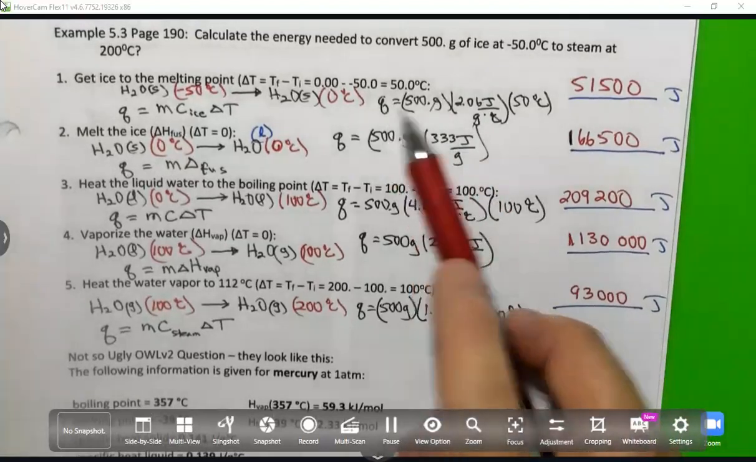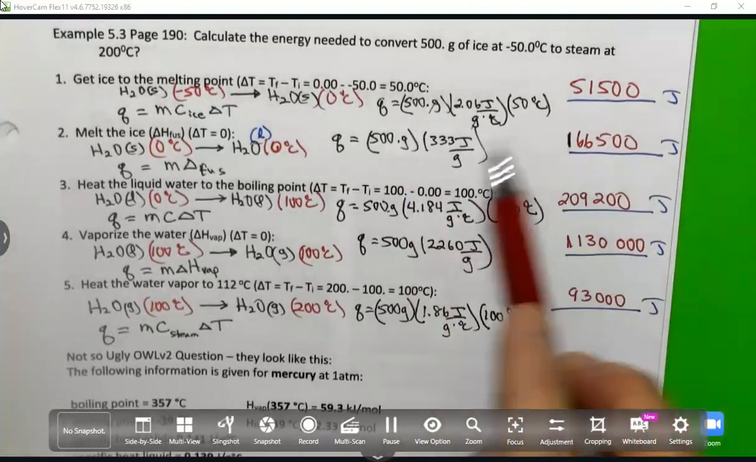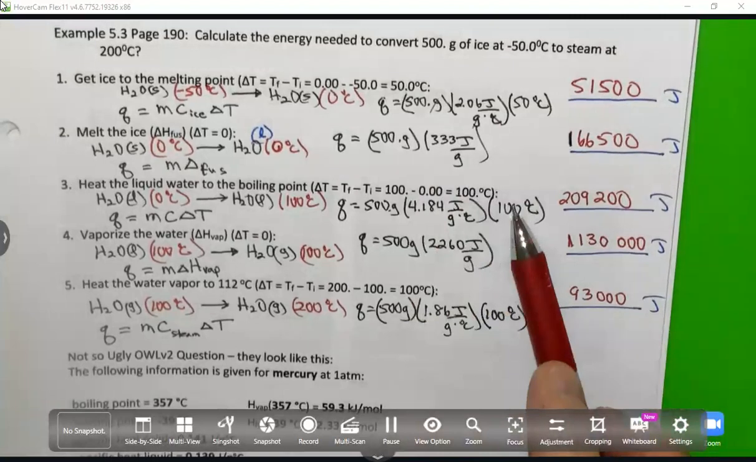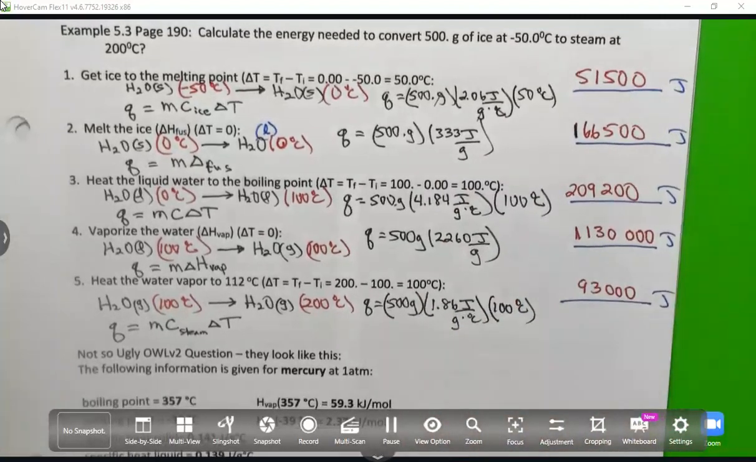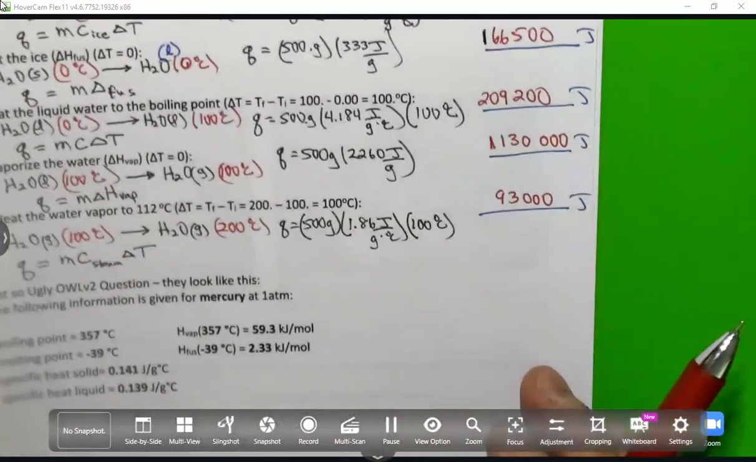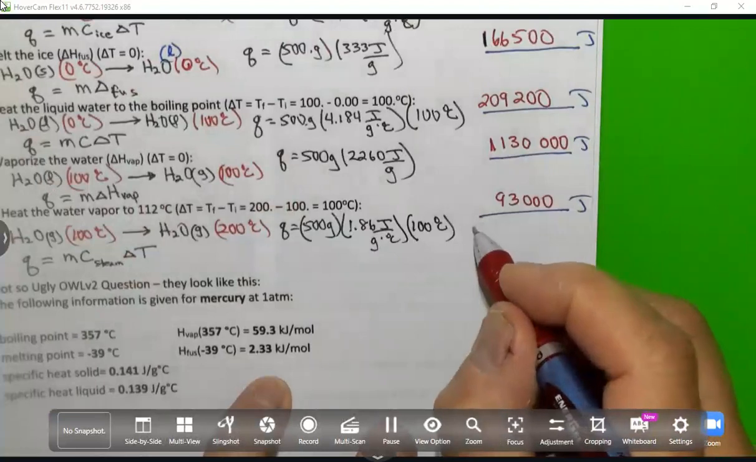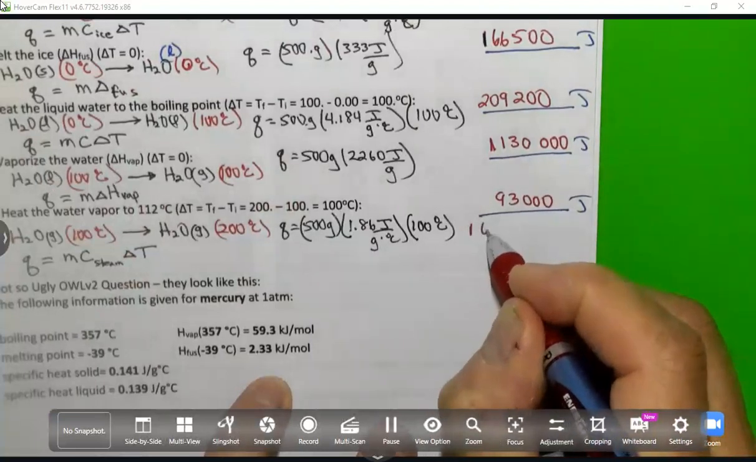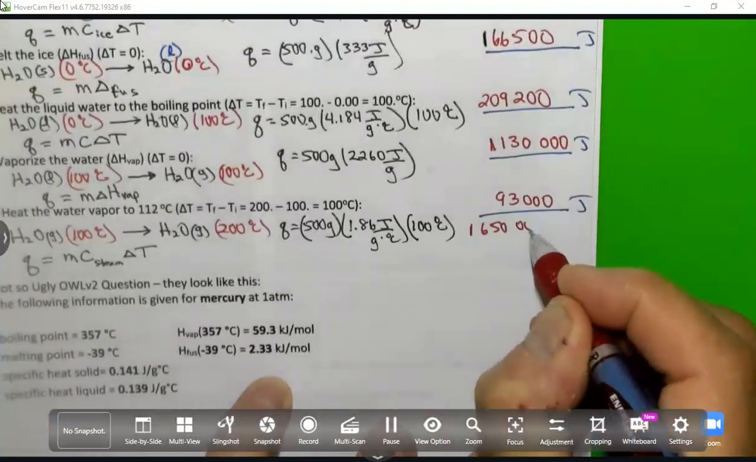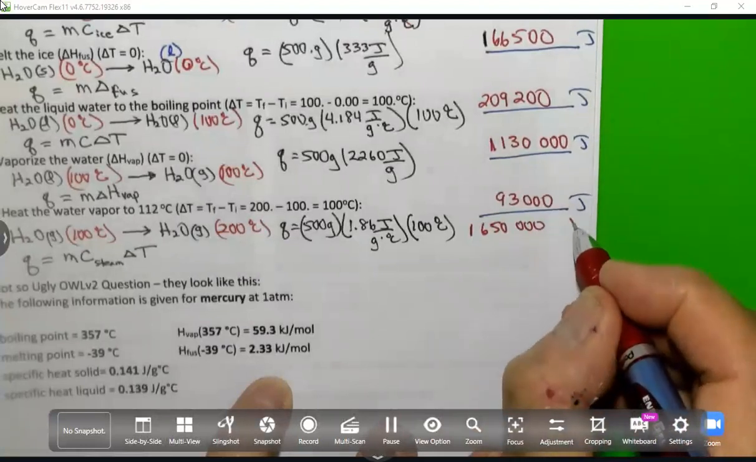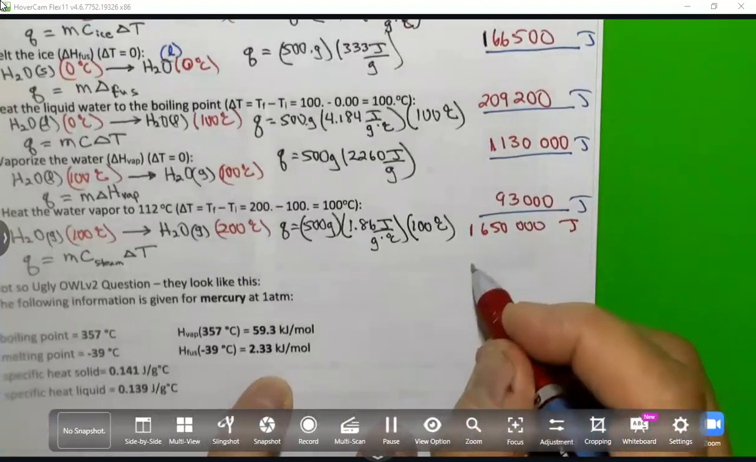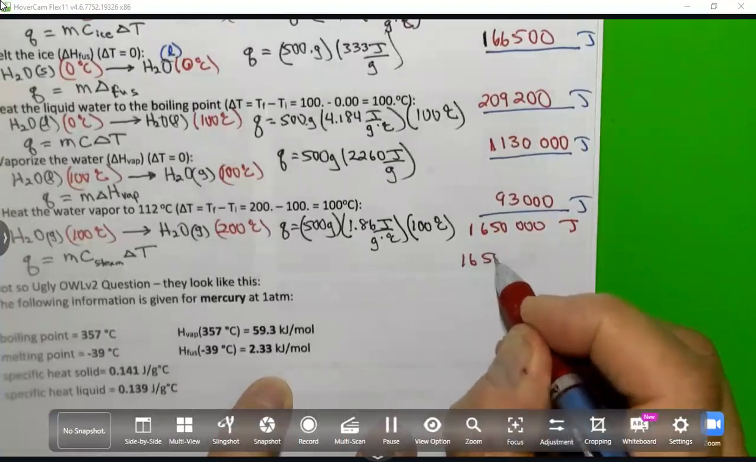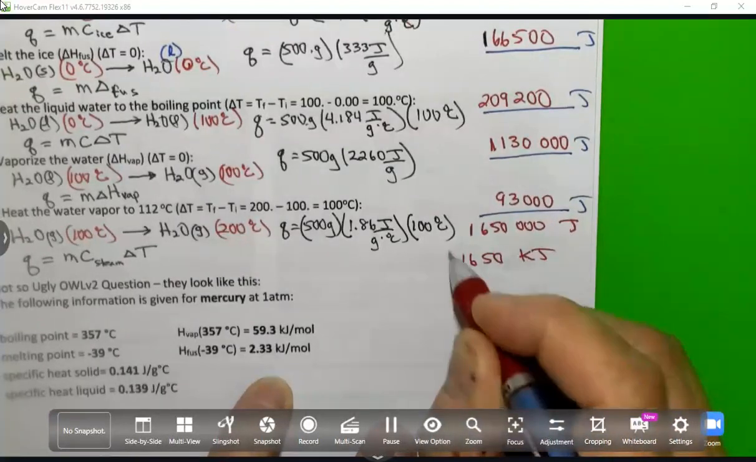Again, we could just multiply these 3 in your calculator, go plus these 2, go plus these 3, go plus these 2, and you could punch the whole thing in once, right? You could do the whole thing at once. And if you do that, you should get 1,650,000 joules, or 1,650 kilojoules. Oops, sorry.